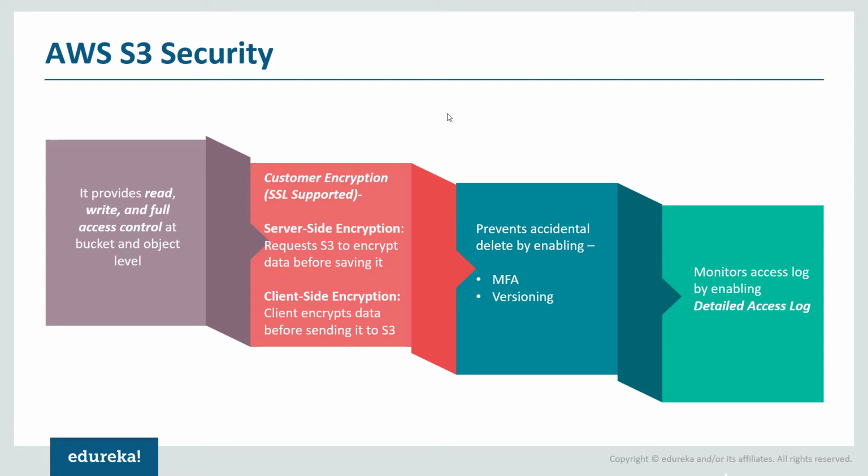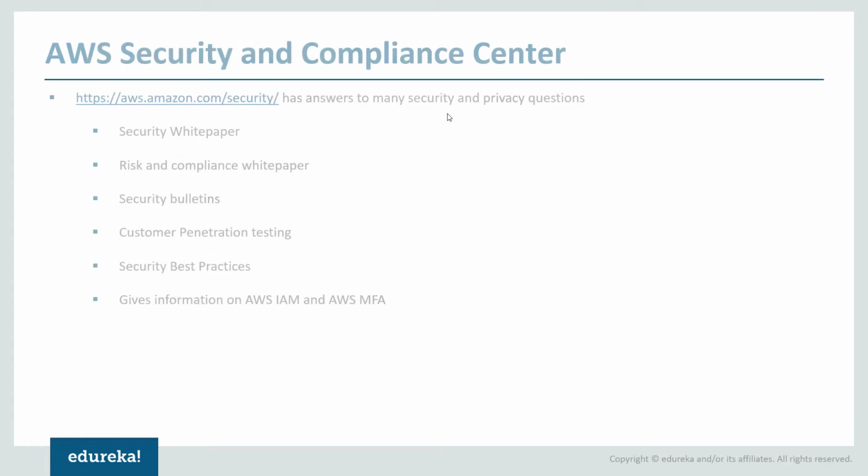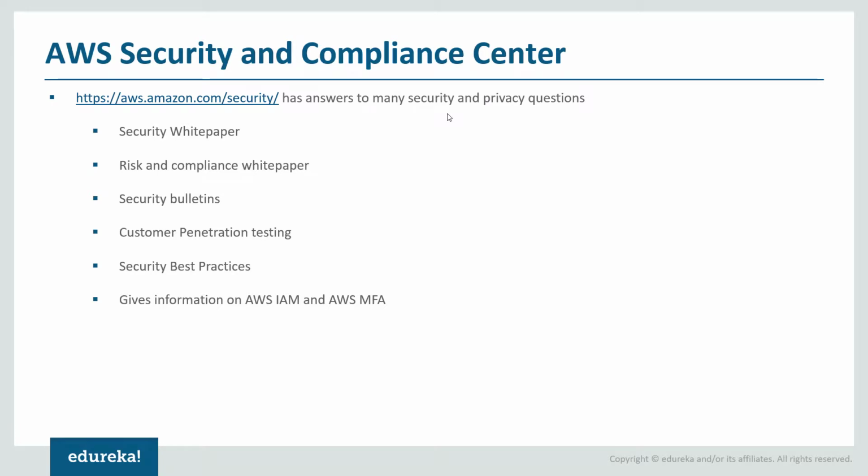In case you want to be compliant, or if you have to take care of some compliances of your organization, AWS has many components. AWS has a compliance center which will provide you different white papers on risk compliance. It can also provide you security bulletins. It can also provide you customer penetration testing activities. They will also provide you best practices, and AWS can help you to build better IAM and multi-factor authentication strategies.